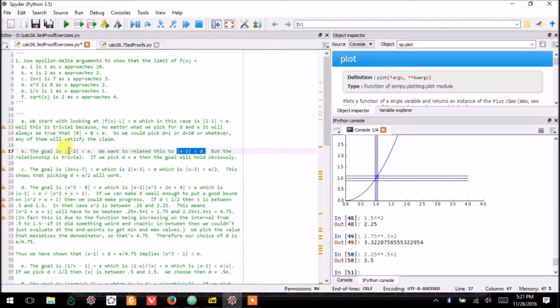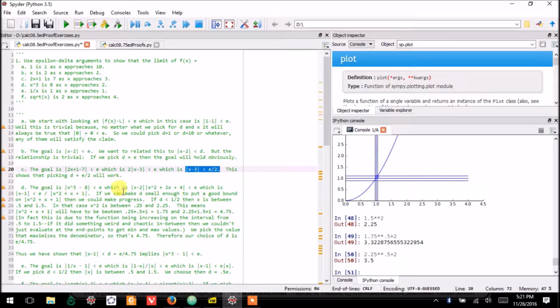In part C, we are looking at f(x), which is this, minus L, which is 7, and the difference there is -6. We can factor out 2, divide it to the other side, and in fact this tells us exactly what the choice of D should be, or delta should be, epsilon over 2.